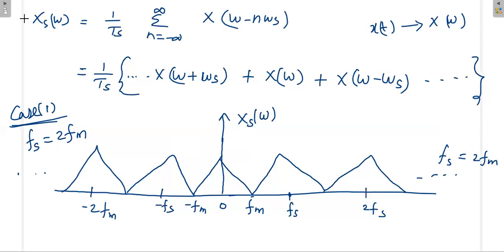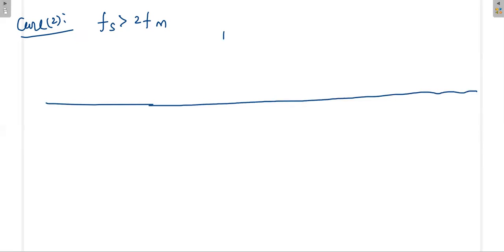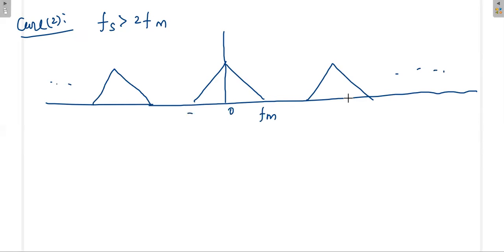So next, case 2: fs greater than 2fm. We will be getting a diagram like this. Again, the copy will be going on both sides. This is 0, fm, minus fm, fs. This is fs plus fm. This is fs minus fm. This is minus fs, minus fs plus fm. This is minus fs minus fm.